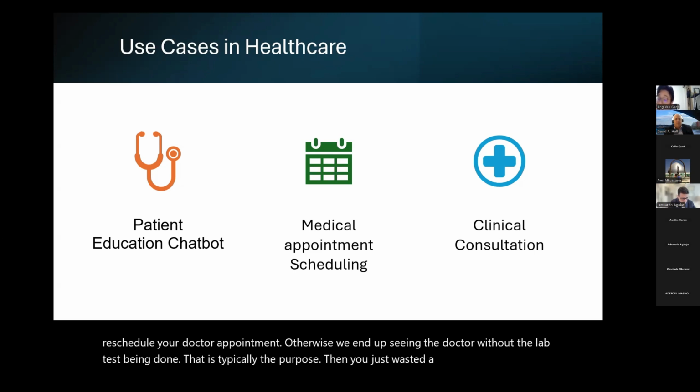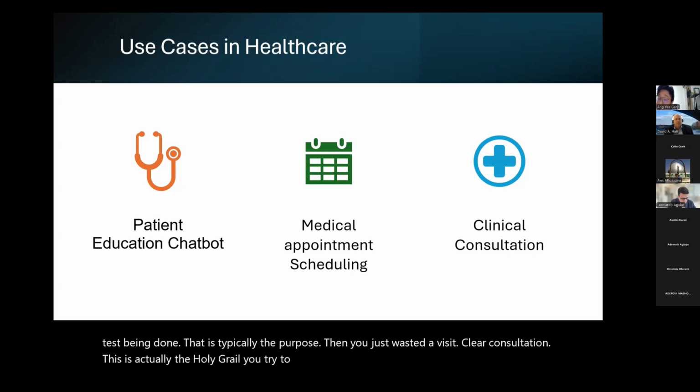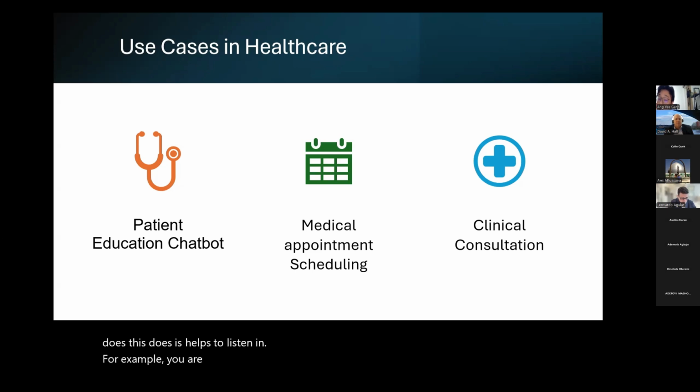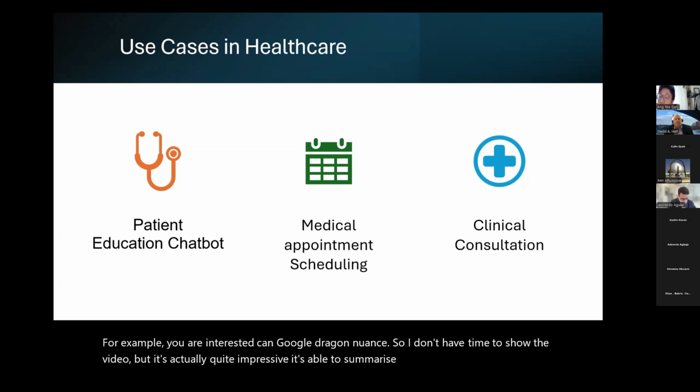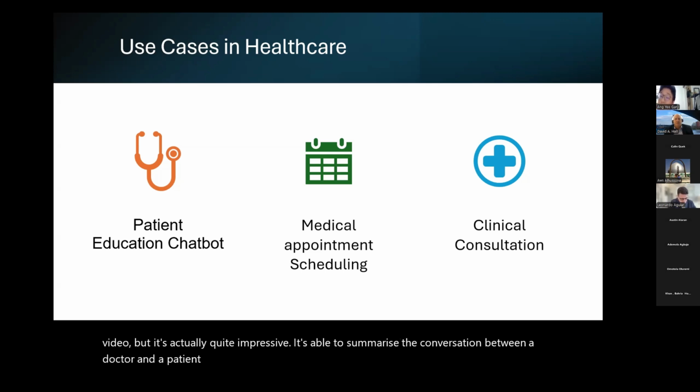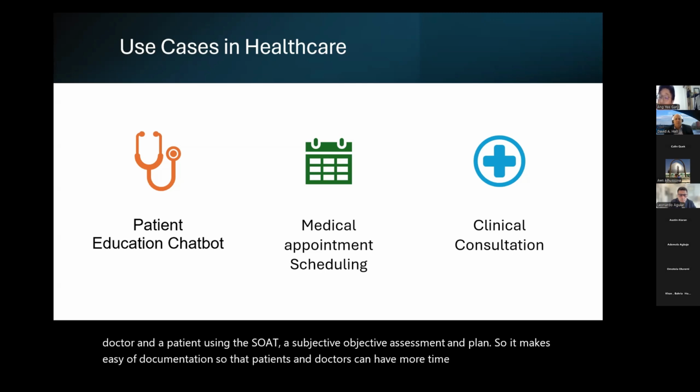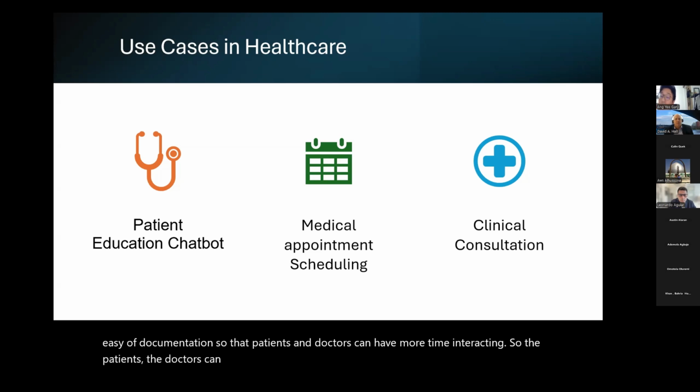Clinic consultation is actually the holy grail. We try to do that. Right now, we have done ambient AI, which helps to listen in. For those of you who are interested, you can Google Dragon Nuance. I don't have time to show the video, but it's quite impressive. It's able to summarize the conversation between a doctor and a patient using the SOAP format: subjective, objective, assessment and plan. It makes documentation easy so that patients and doctors can have more time interacting, and the doctors can look the patient in the eyes rather than furiously typing all the way.